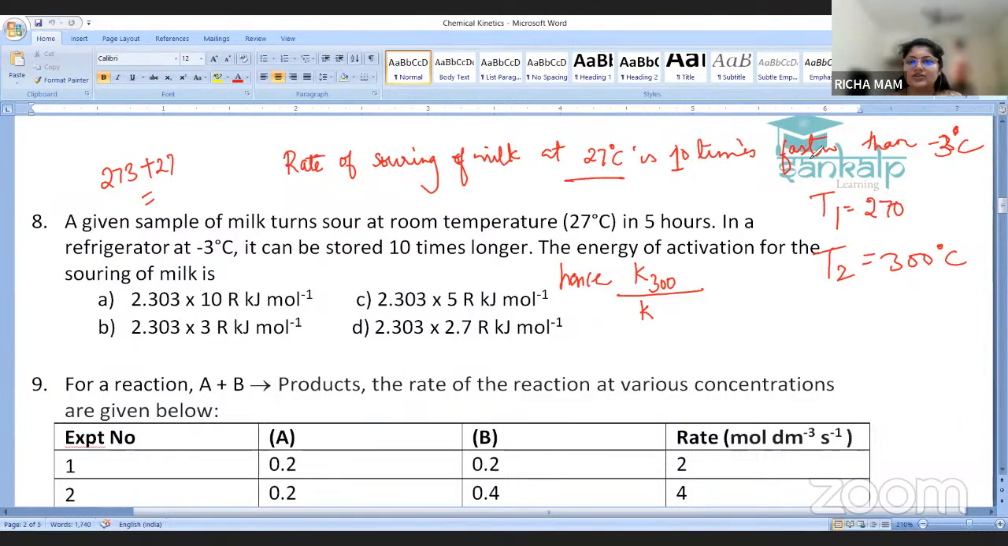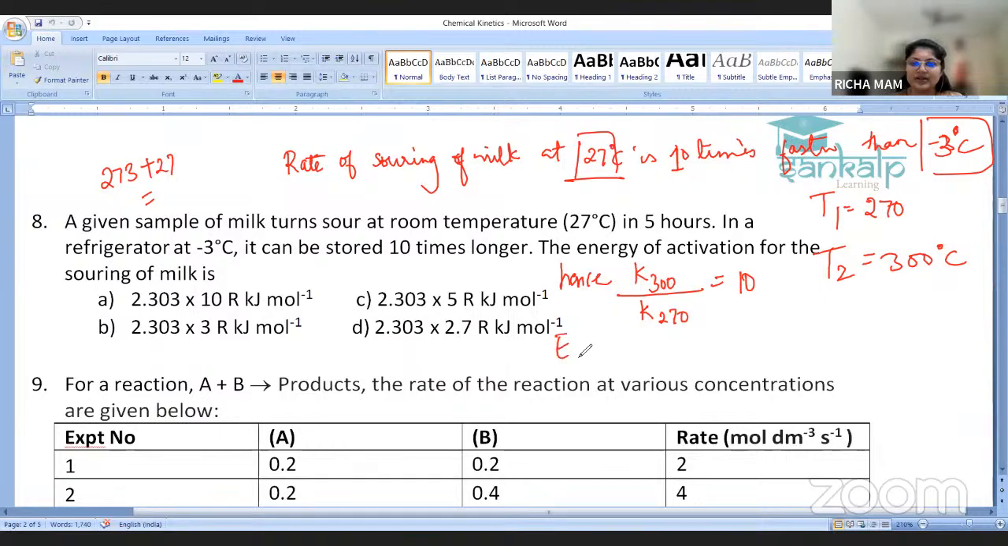Okay, your T1 will be 270 and your T2 will be 273 plus 27, that is 300 degrees Celsius. The rate of energy of activation at 300 by 273 is given as 10, 10 times faster. So T1 is 270, T2 is 300. Right, so this is the given information.